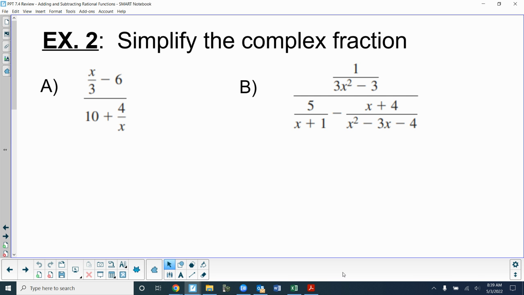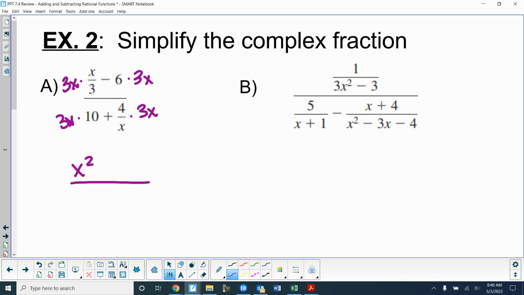So you multiply everything by that common denominator. All right? Right there. Right here. Right there. And right there. Okay? What happens to the 3's here? Cancel. So what's X times X? X squared. What's 6 times 3X? 18X. What's 3X times 10? 30X. What happens to the X's? Cancel. What's 4 times 3? 12. So that's what it looks like now.